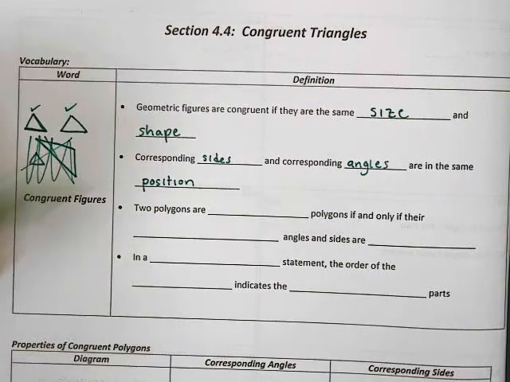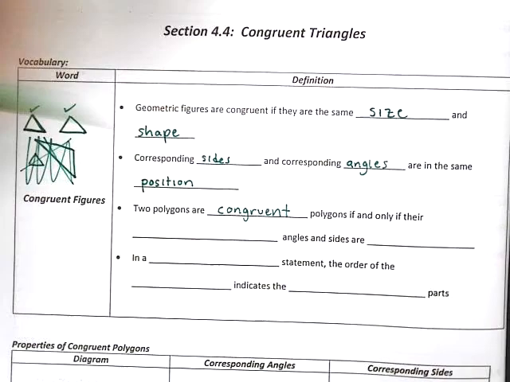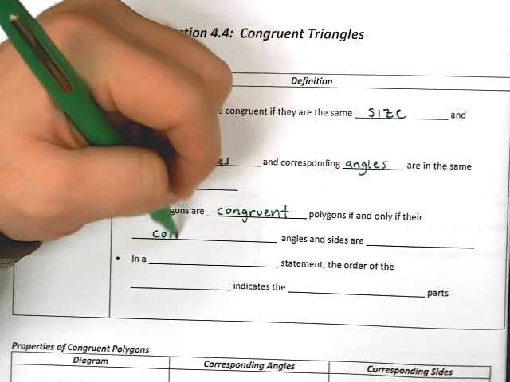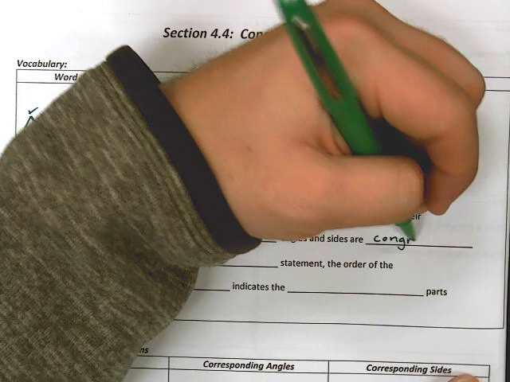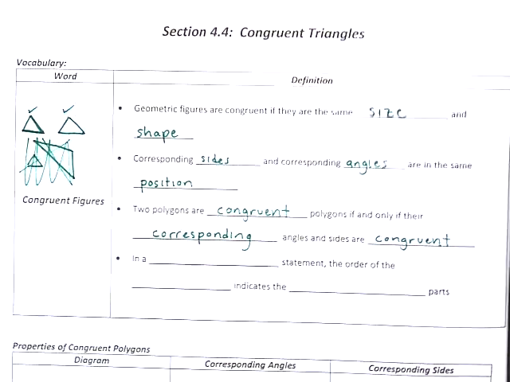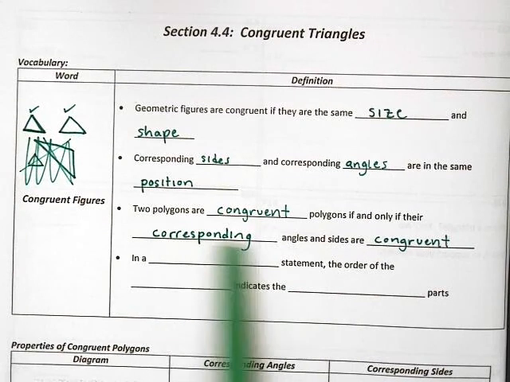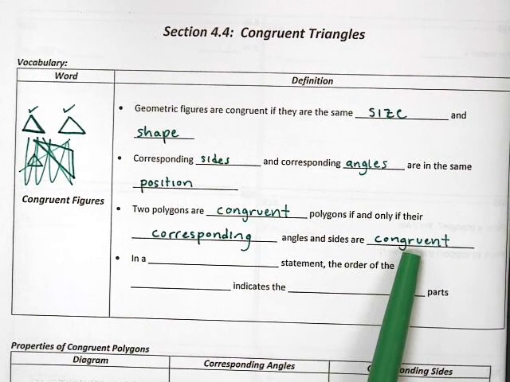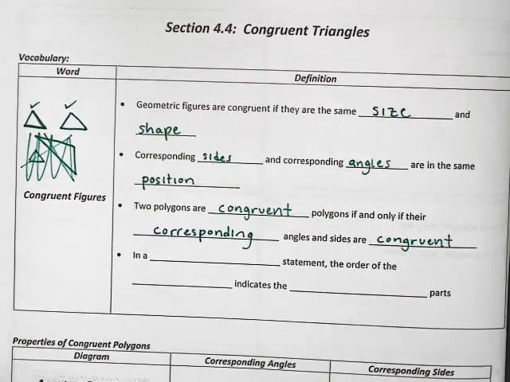Now, polygons are congruent if and only if their corresponding angles and sides are congruent. So all of the different angles and sides that correspond to one another must be congruent in order to call the polygon congruent. And again, in this case, we're talking triangles.